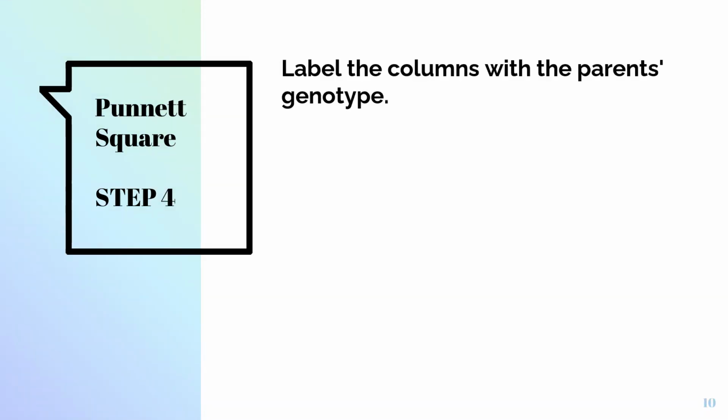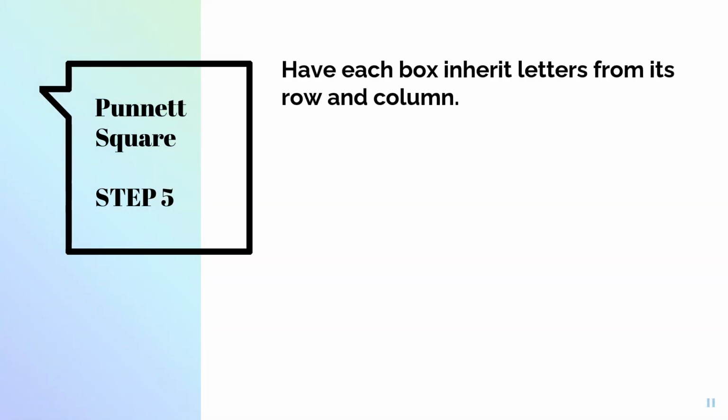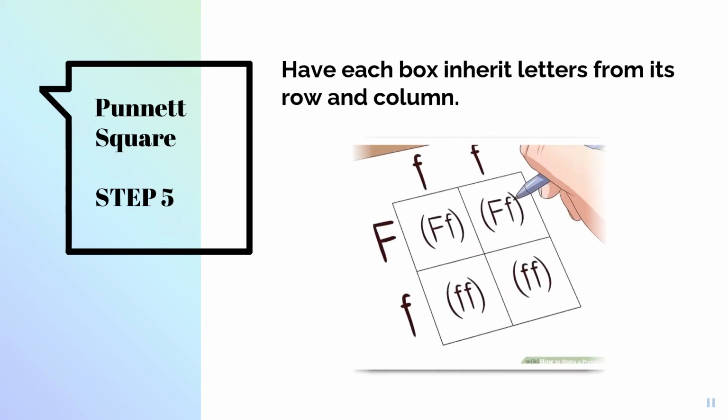For step number 4, label the columns with the parent's genotype. So the genotype of the parent could be written in either way. For step number 5, have each box inherit the letters from its row and columns. So you have to distribute the letters on their designated portion in the box. So that is how we do the Punnett Square.